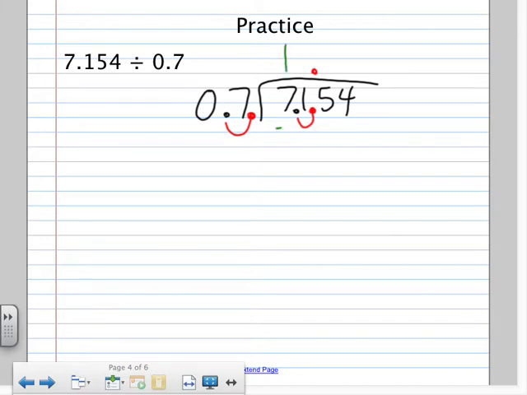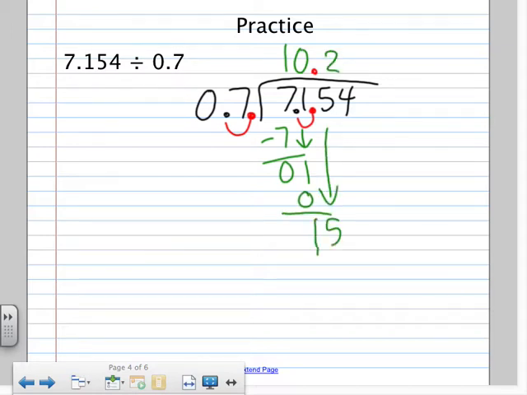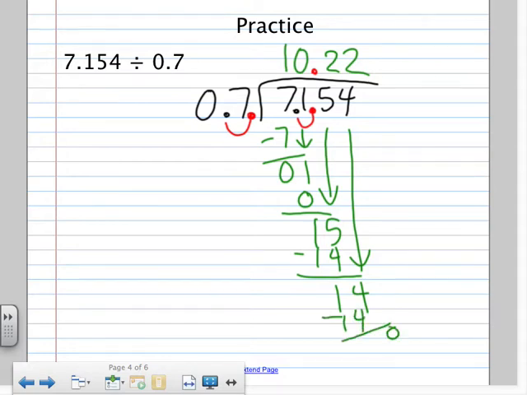So 7 goes into 7 once. Goes into 1 no times. Bring down the 5, goes in twice for 14. And bring down the 4, goes into twice for 14 again. So 10.22 is my answer.